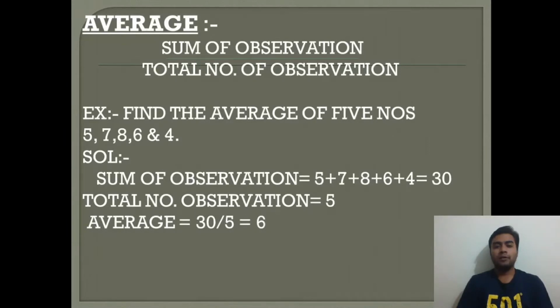Find the average of five numbers. The numbers given here are 5, 7, 8, 6, and 4. So the solution of this sum will be: sum of observations is equal to 5 plus 7 plus 8 plus 6 plus 4. We can sum it easily. This is equal to 30. Now I have to find the total number of observations. We can see the total number of numbers occurring here is 5. So the average will be 30 upon 5, which is equal to 6. So the average of this sum is equal to 6.